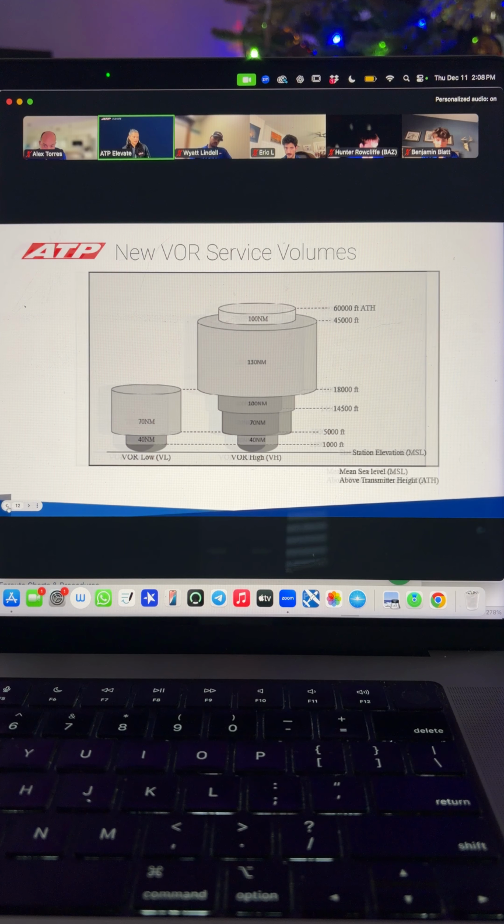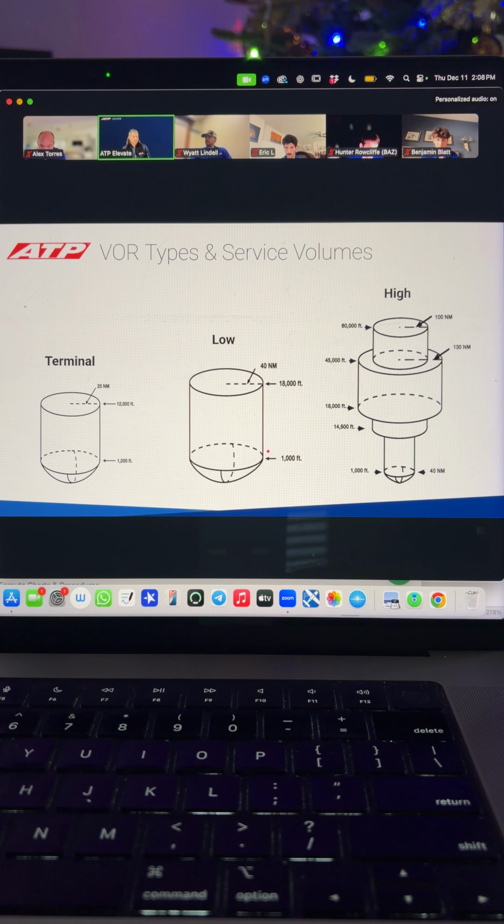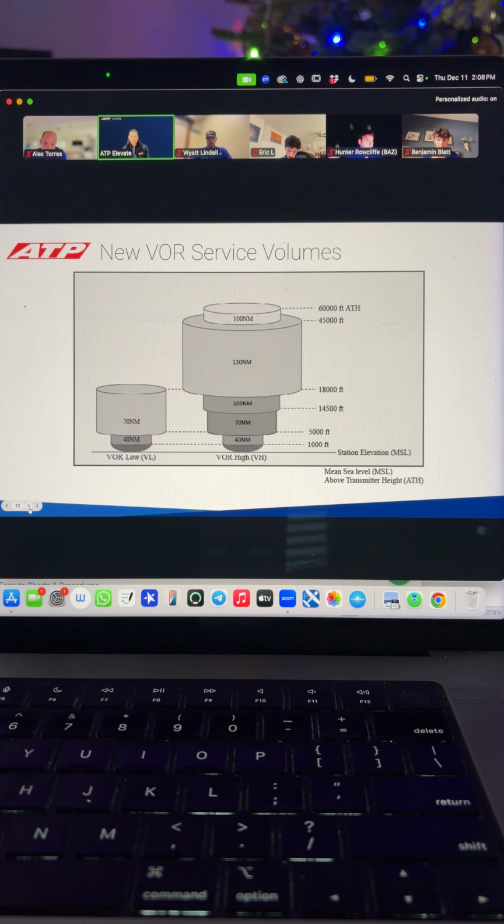As you can see, these traditional ones, it's not listed there, but it's usually the L or the H. So this one is a traditional one, but if you see it next to it on the chart and it has the VH or VL, then it's the new service volume. So then you know what those are.